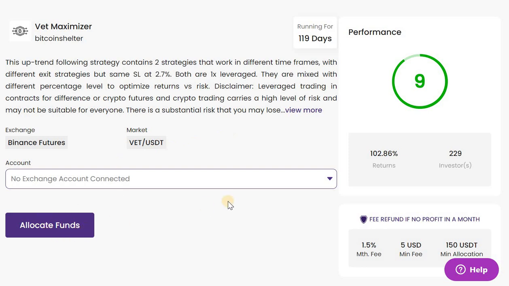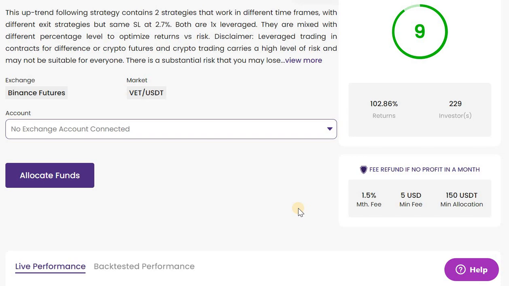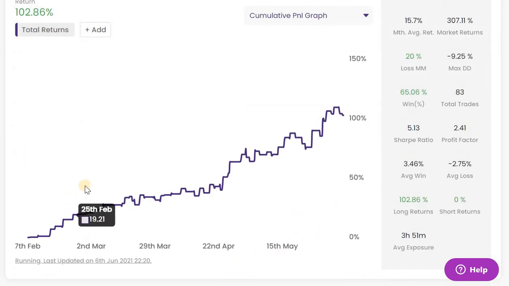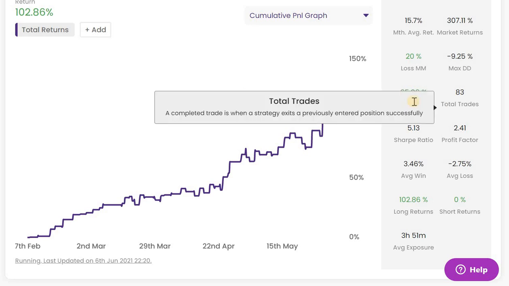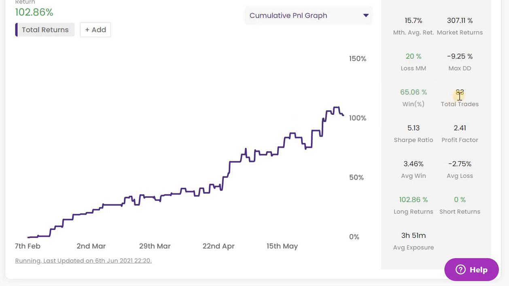Once you've funded your Mudrex wallet and you want to start investing in a strategy, the next step would be to allocate funds. Before you do that, you would first like to check out the results of this strategy. Once you go down, you would see the live performance of this strategy. And this is the win percentage, that is the percentage of trades that were profitable. And these are the total trades made, profit factor, the average win and the average loss, and different other information for you to see here about this strategy.